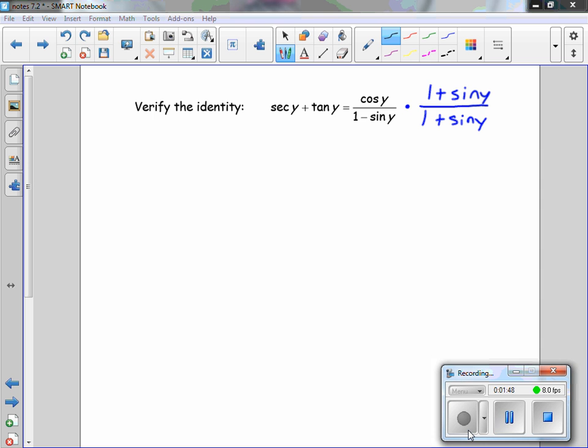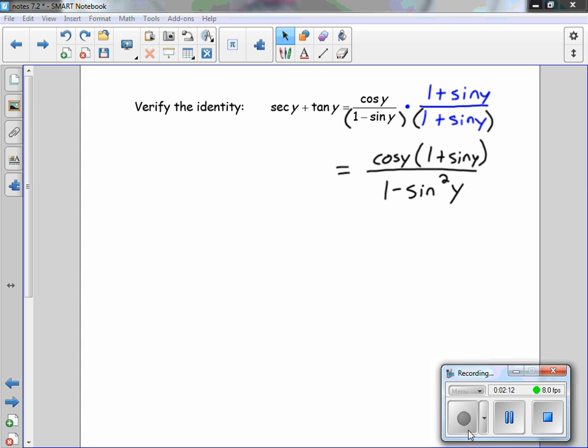And when we do that, in our numerator, we will now have cosine y and 1 plus sine y. All right? And in the denominator, we can actually go ahead and multiply that conjugate pair to give us 1 minus sine squared y. Remember, conjugate pairs are, you don't have to multiply the first and the last term.